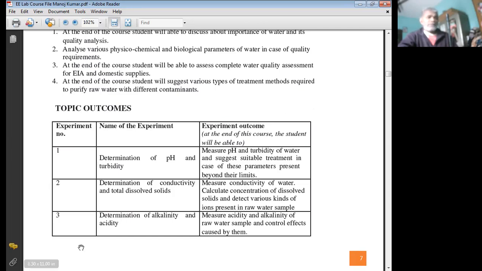These are the list of experiments and the experiment outcomes, the topic outcomes. Determination of pH and turbidity: measure the pH and turbidity of the water and suggest suitable treatment in case these parameters exceed their limits. Determination of conductivity and total dissolved solids: measure conductivity of the water, calculate concentration of dissolved solids and detect various kinds of ions present in the raw water sample.